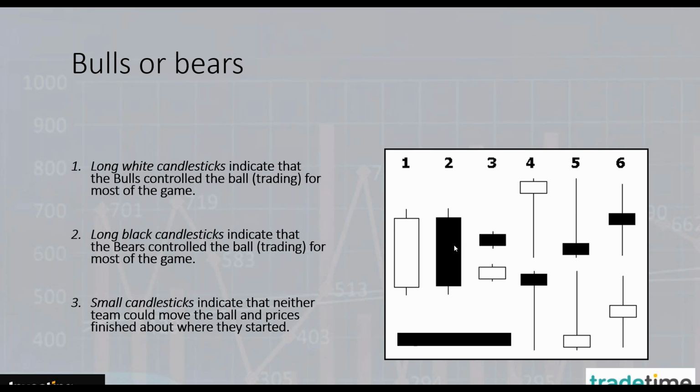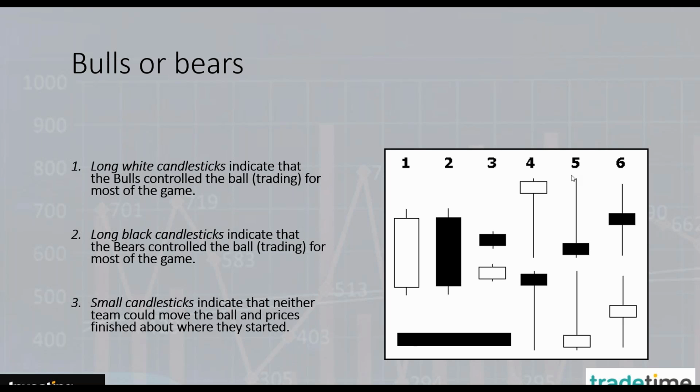Now, number 4, 5, and 6 are generally the same story, except in 4, we can see at some point the bears dominated, and this is why we were able to get such a low, but they weren't able to hold on and they lost control and price moved back up to pretty much where it opened. In 5, we have the exact opposite. The bulls dominated at some point, but petered out and price ended up where it's at.